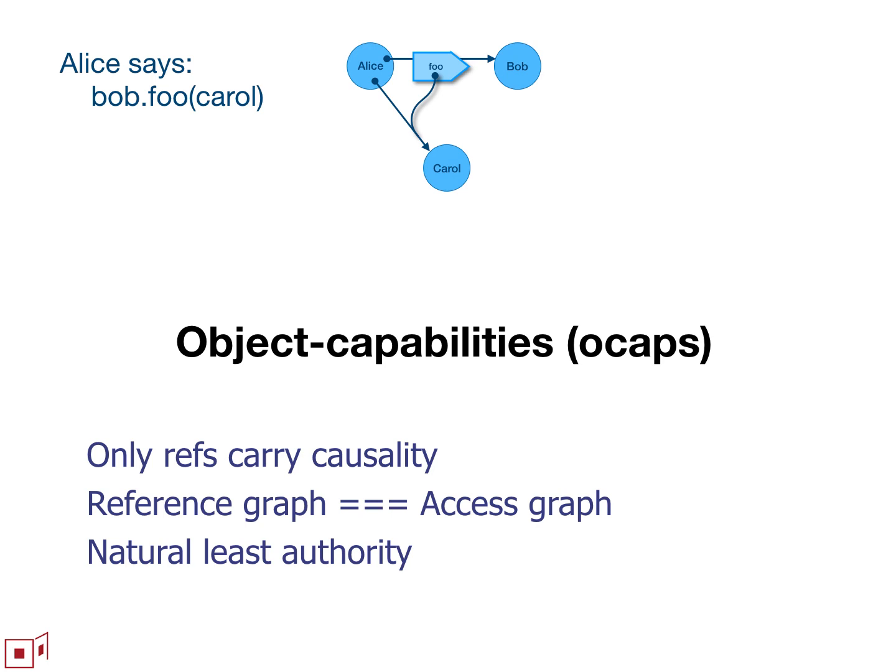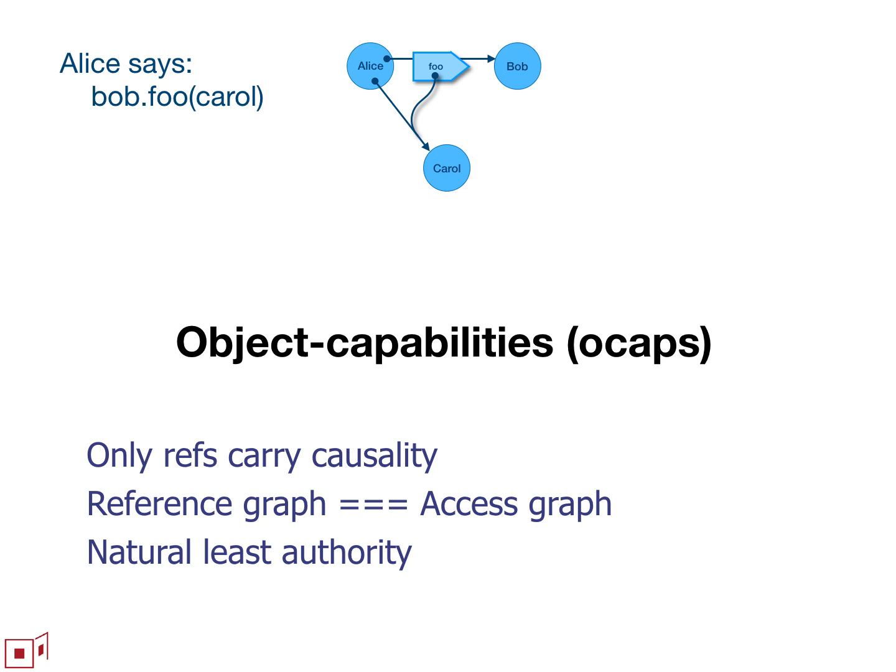That these references that carry messages, those references are the only thing that carries causality. So one object can affect another only by invoking its public interface, and an object can only affect the world outside of itself according to the references that it holds. And the references it holds, as we see here, it can also pass.